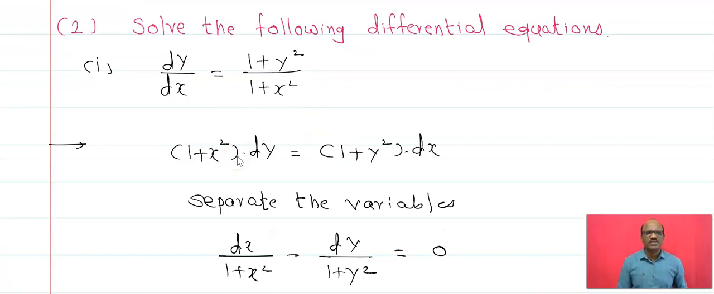That is, 1 plus x square into dy is equal to 1 plus y square into dx. Now separate the variables. How to separate it? Divide on both sides by 1 plus x square into 1 plus y square. Then automatically the variables will be separated. Variable separate means that under dx, the x terms should come, and under dy, the y terms should come. That is dx upon 1 plus x square and dy upon 1 plus y square.